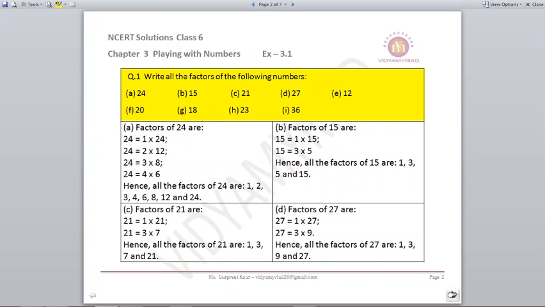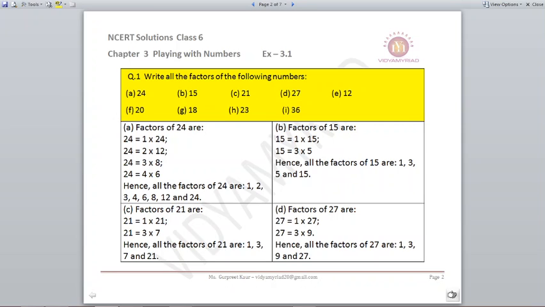Now factors of 15. First will be always 1 into 15 and then think on what table 15 can come. Next will be 3 5s are 15. How will I write my answer? 1, 3, 5 and 15. Next, factors of 21 are 1 and 21. First step. Second step, think of the table where 21 will come. 3 7s are 21. We will not repeat the numbers, like you can say 3 7s are 21. So 7 3s are also 21. We will just write once. We will not repeat the numbers. So the factors of 21 are 1, 3, 7 and 21. So you have to write into a U pattern.